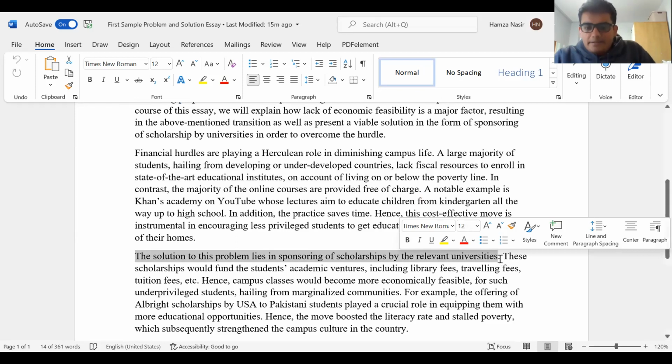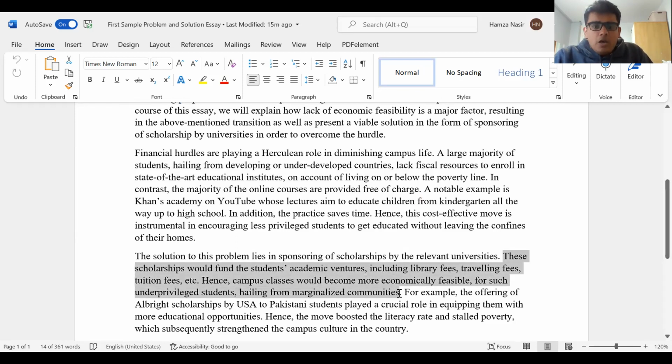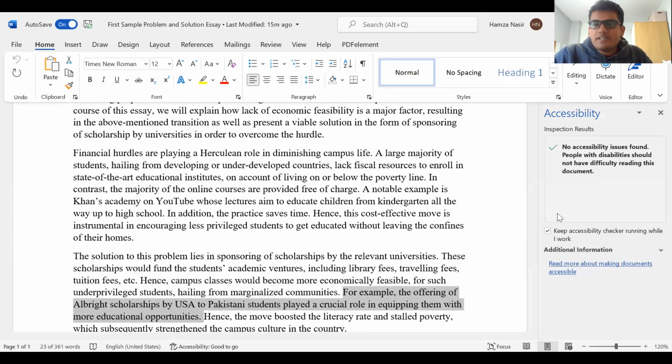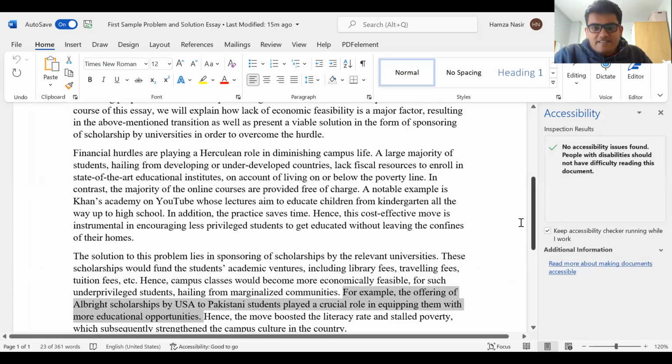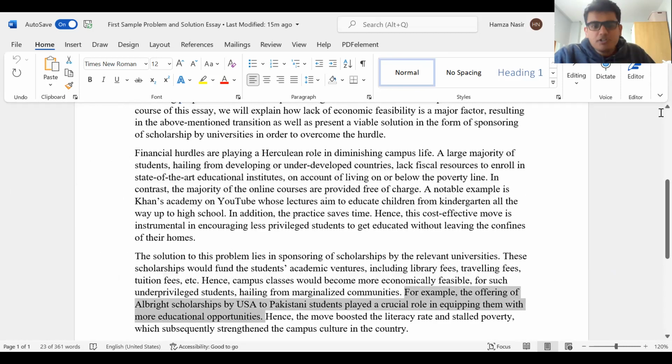Now let's explain, okay? These scholarships would fund the students' academic ventures, including library fees, traveling fees, tuition fees, etc. Hence, campus classes would become more economically feasible for such underprivileged students hailing from marginalized communities, poor communities, right? Let's give an example to verify. For example, the offering of Fulbright scholarships by USA to Pakistani students played a significant, crucial role in equipping them with more educational opportunities.